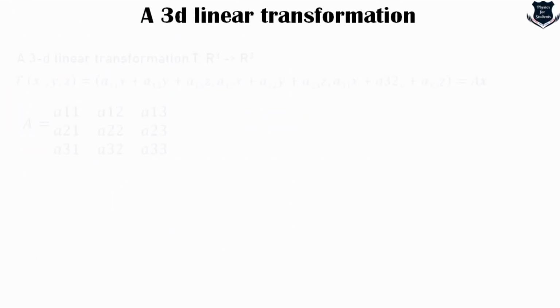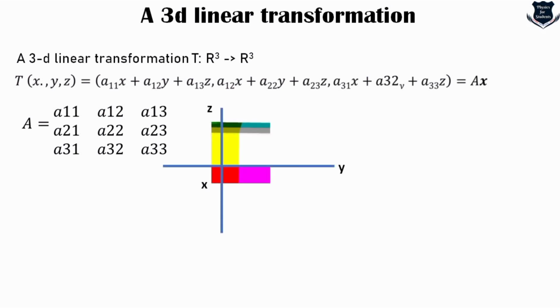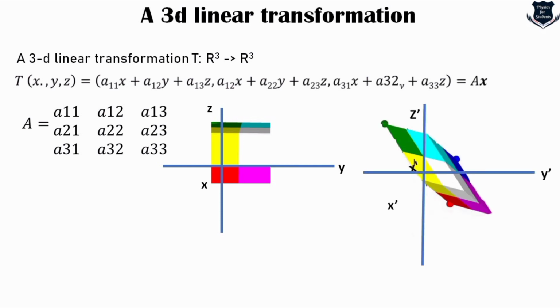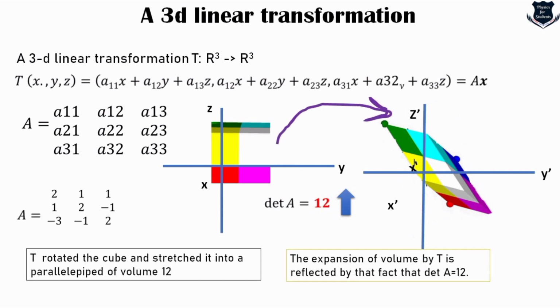Okay, a three-dimensional linear transformation: if I take a matrix A11, A12, A13 and so on, which is right in front of the screen. So this is a kind of a cube, I would say. You see here what happens is that the determinant is increased by a factor of 12, and T has rotated the cube and stretched it into a parallelepiped. So the cube is now a parallelepiped, and it has increased the volume by 12. So the expansion of volume by T is reflected by the fact that the determinant of A is 12.